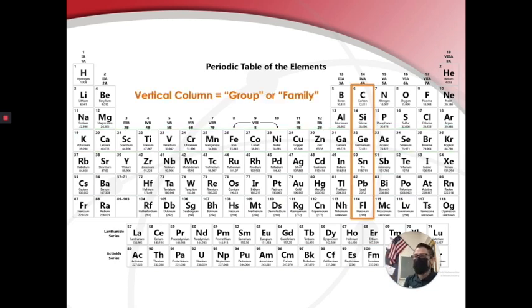The vertical columns are what we call groups or families. Depending on which source you look at, group is usually used by chemists. Family is often used by non-chemists because all the elements that are in that same vertical column have similar characteristics. They're not the same, but they have some characteristics in common. So think about a family, moms, dads, sons, daughters. They often have similar characteristics. They might have the same hair color, similar eye color, might be a similar height. So they have a lot of things in common because they're family.